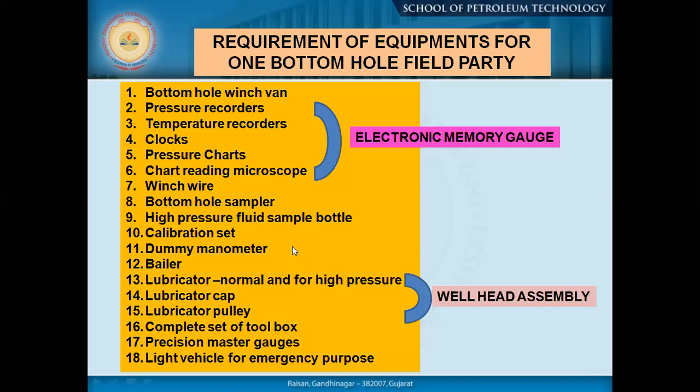Then you can have a bailer sampler, just like a bucket. You lower it down and take some samples. Then you have the well head assembly. I'll show you afterwards. Then a complete toolbox, precision master gauge, and a light vehicle for emergency measurement. So when you are going to the field, you have your winch van, but you should always carry one emergency vehicle when you are at the drilling rig or going for operation. This is a must.